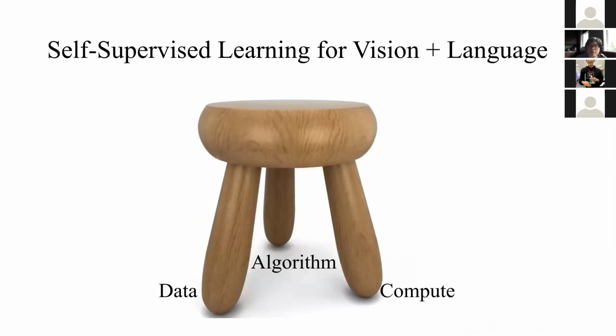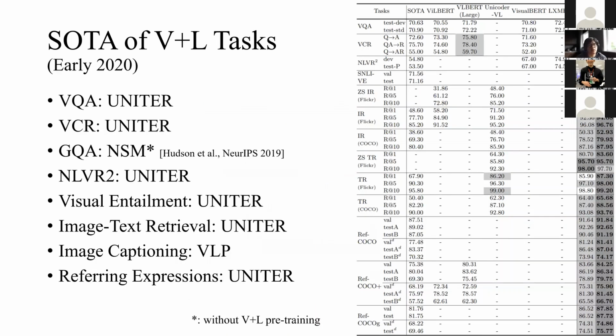Okay, now we have introduced self-supervised learning and how to utilize it as the 3 important legs for modern machine learning, especially for the vision and language area. Let's see what we have achieved with this line of work. Until early this year, you could achieve state-of-the-art on almost all vision and language tasks with the techniques we introduced so far in the talk, with only one exception: GQA, a visual reasoning task. The state-of-the-art is neural state machine, which involves more complex reasoning and graph structure.